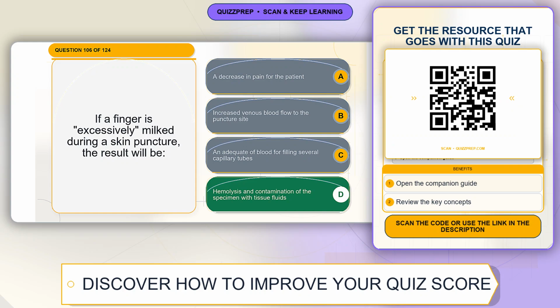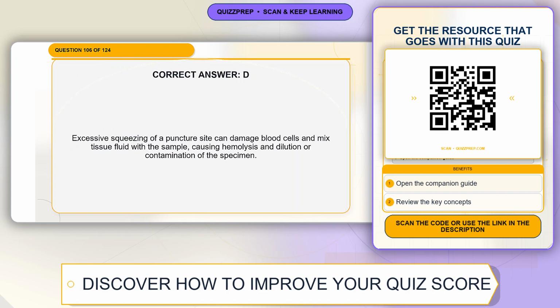The correct answer is option D, hemolysis and contamination of the specimen with tissue fluids. Explanation: excessive squeezing of a puncture site can damage blood cells and mix tissue fluid with the sample, causing hemolysis and dilution or contamination of the specimen.